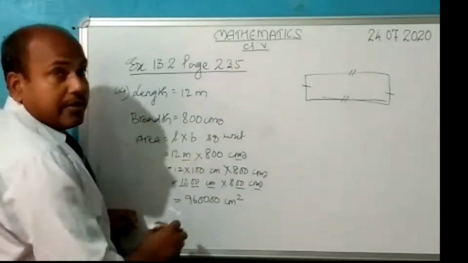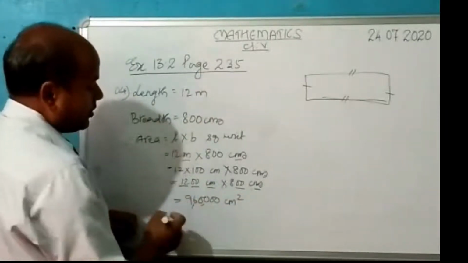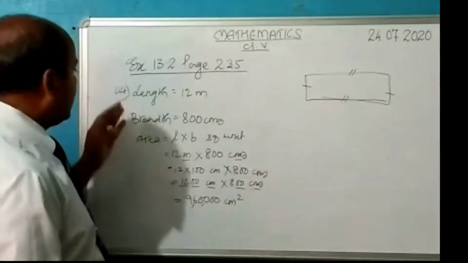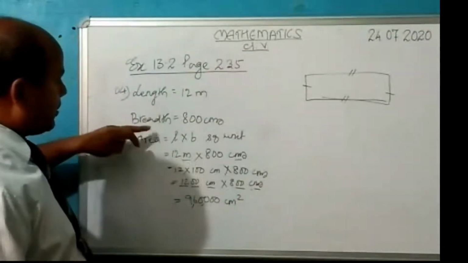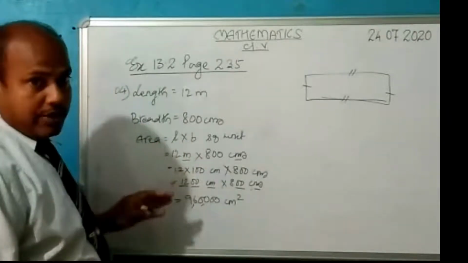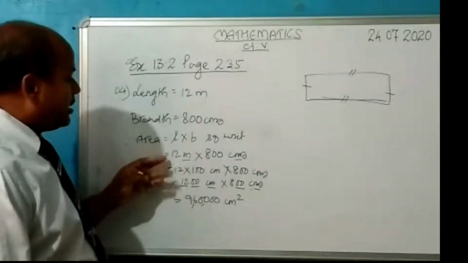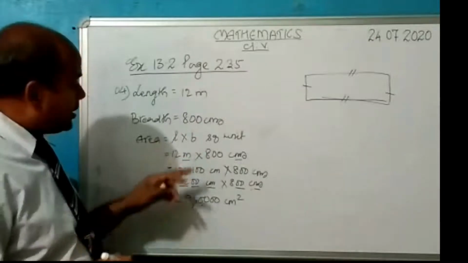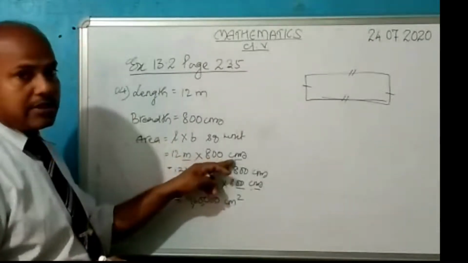So this is question number 4. Length is given, breadth is given. You have to find out the area. So length into breadth is the formula we use to calculate the area. But the problem is length is in meter and the breadth is in centimeter.